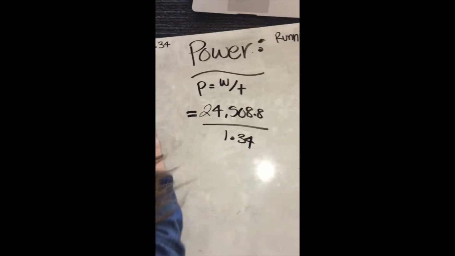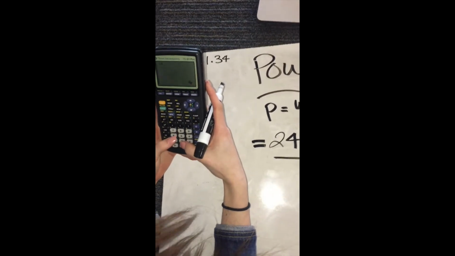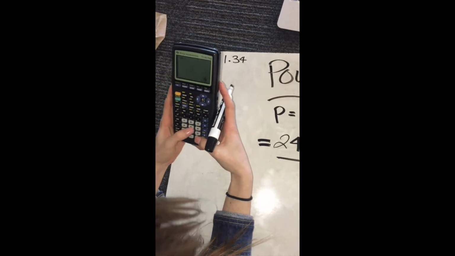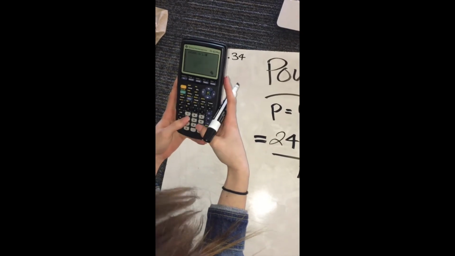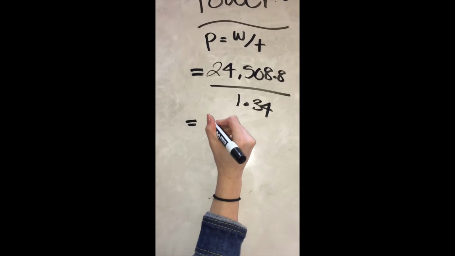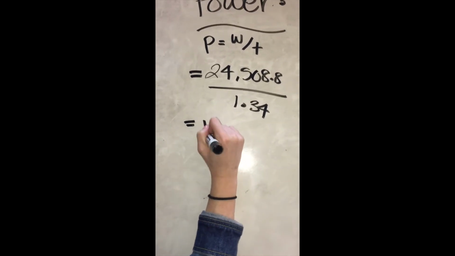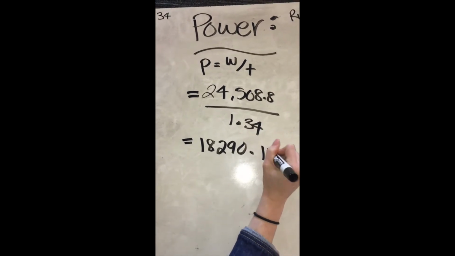Then I'm going to take my calculator and plug this in. 24,508.8 divided by 1.34. And now we're going to get our answer, which is 18,290.15.